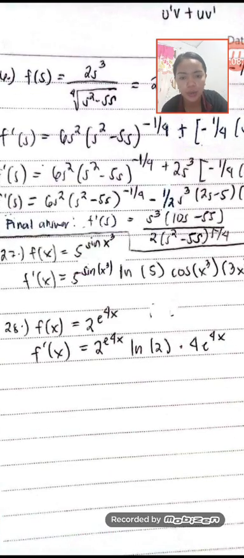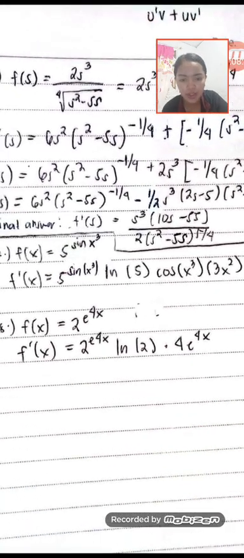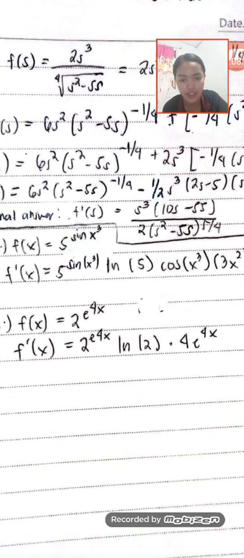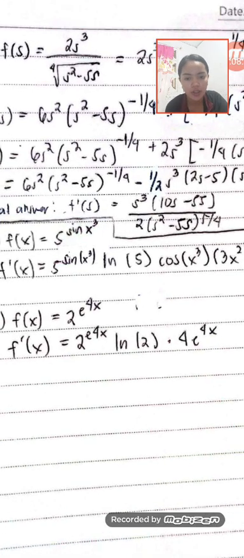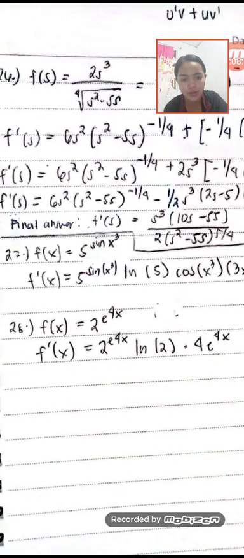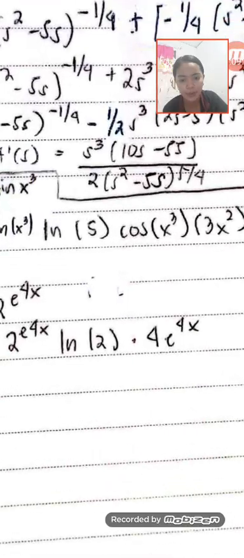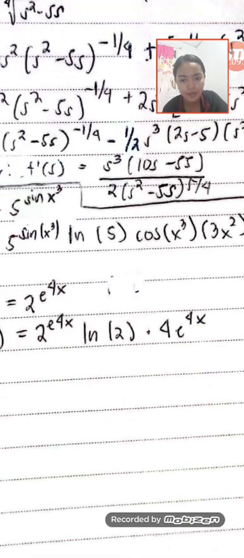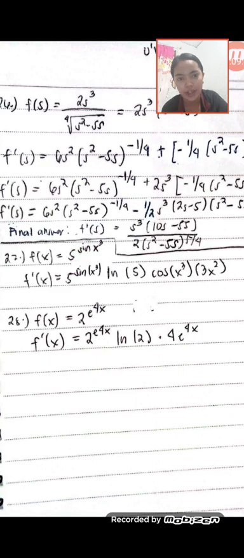So for our item number 28, f of x is equal to 2e^(4x). The 4x here is our exponent. That's why we need to differentiate this. So in differentiating e^(4x), we come up with this one. Since it is an exponent, we can rewrite these items into this one. And let's multiply this by the derivative of our exponent, which is 4e^(4x). So that is our final answer.